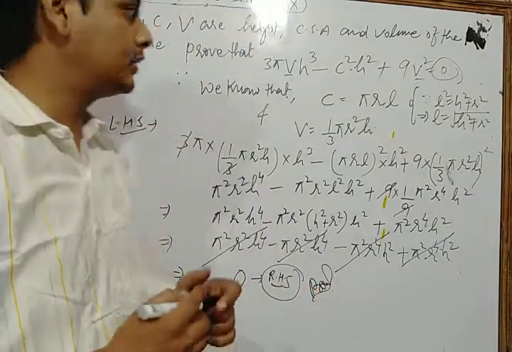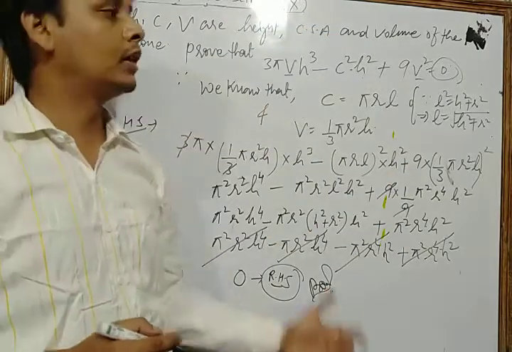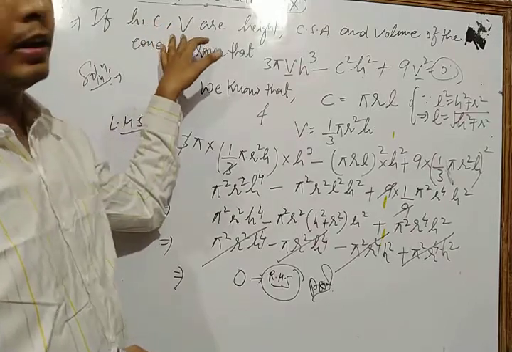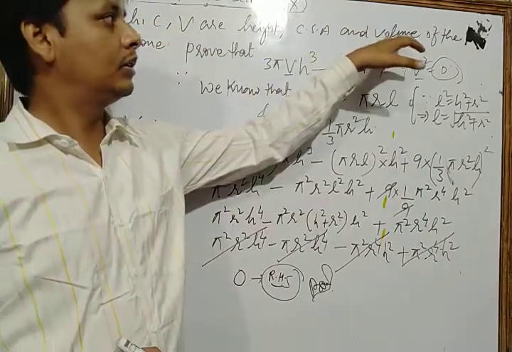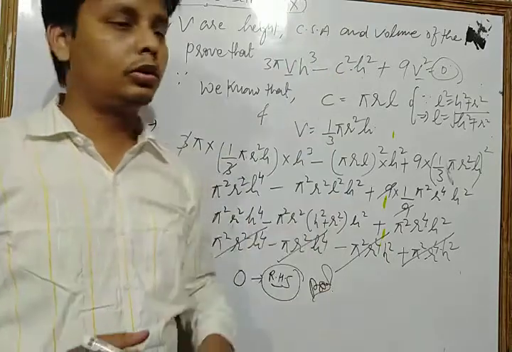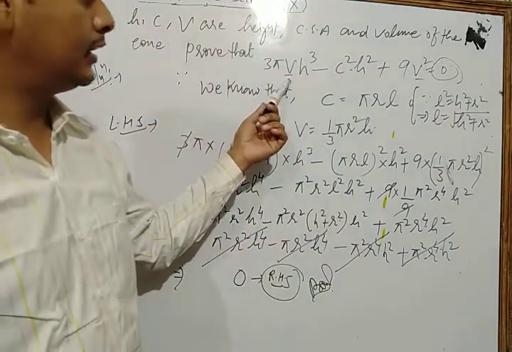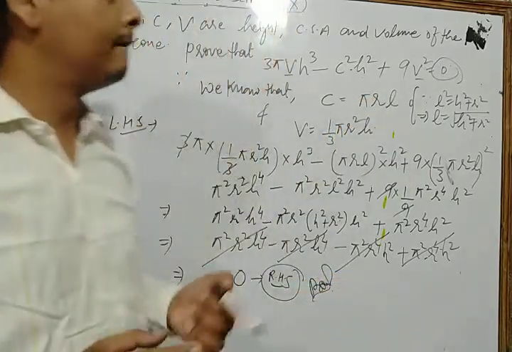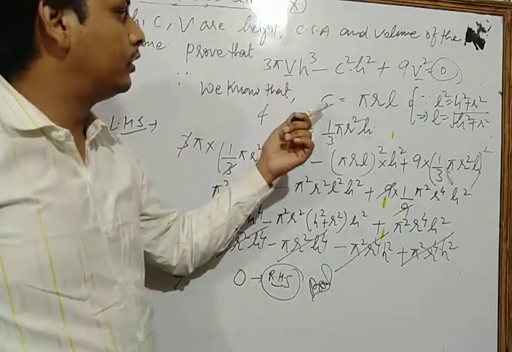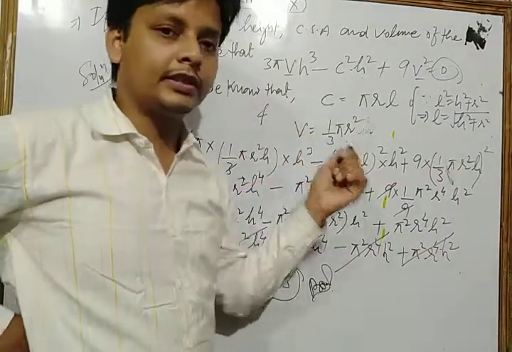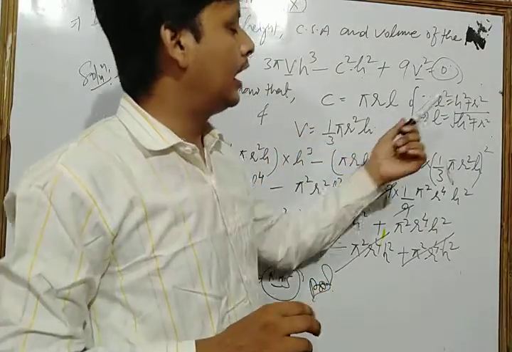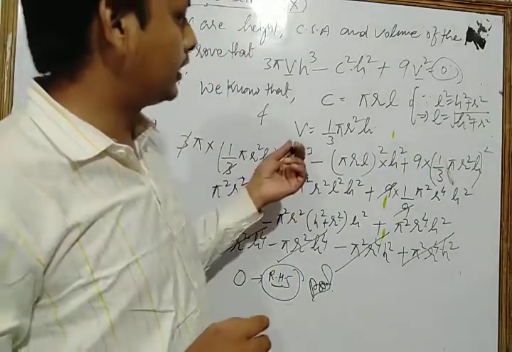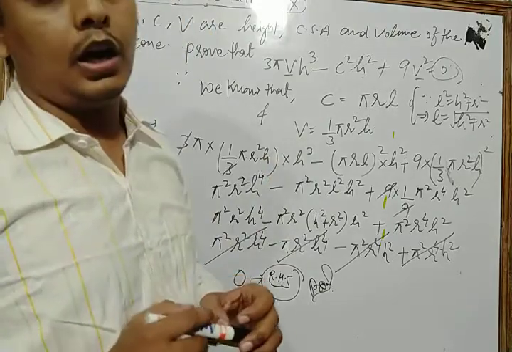So dear students, we solve this type of question in this way. Let's see once more. Here H, C, V are the height, curved surface area and volume of the cone, and we have to show that 3 pi V into H cube minus C square H square plus 9V square is equal to 0. We know the formula of each variable: the curved surface area of the cone is pi R L, L square is equal to H square plus R square, and the volume of the cone is 1 by 3 pi R square H.